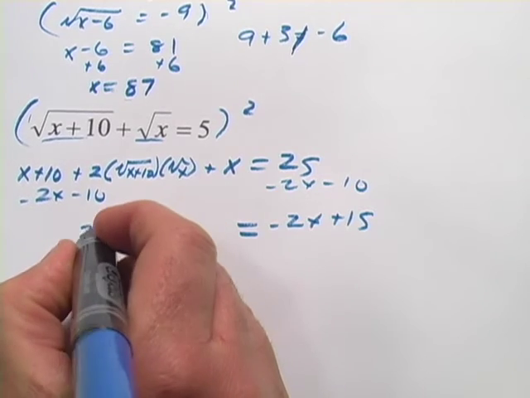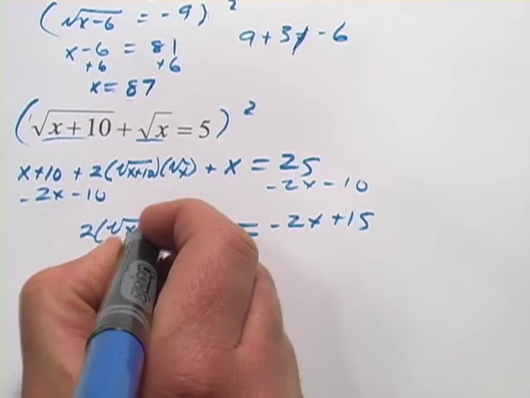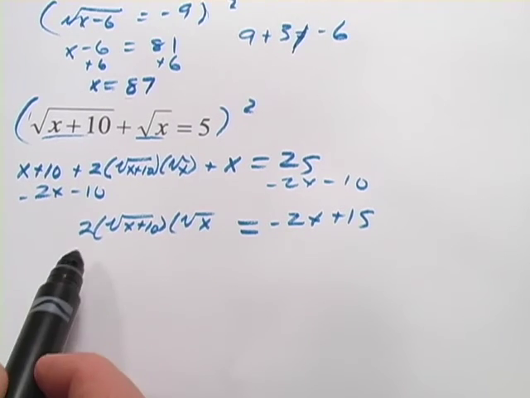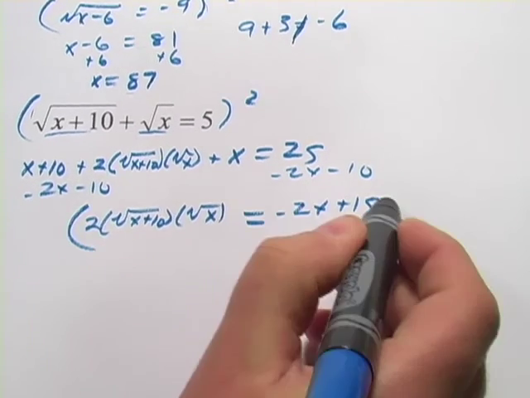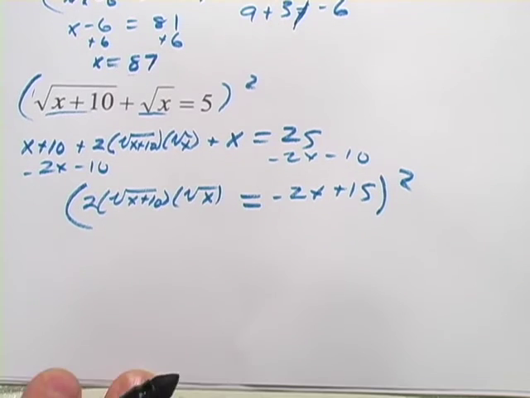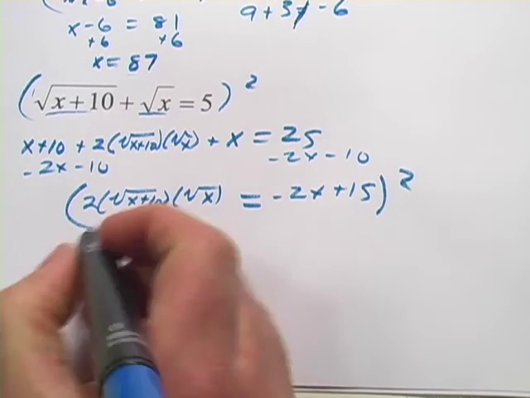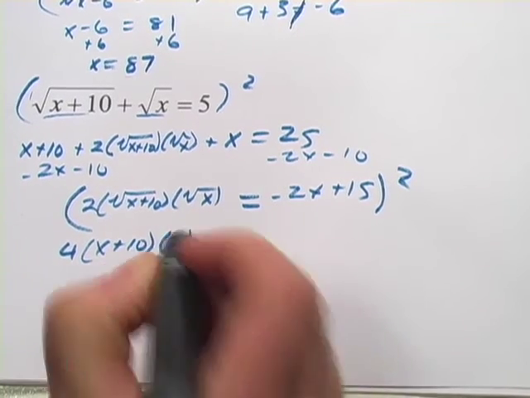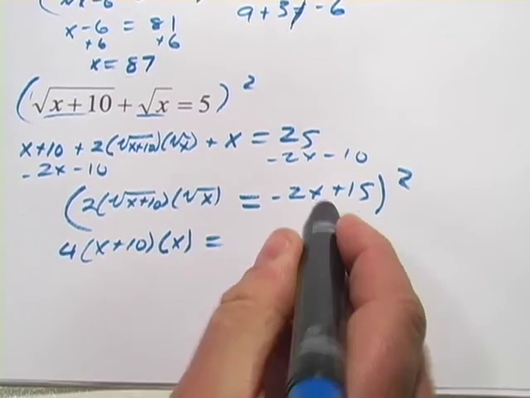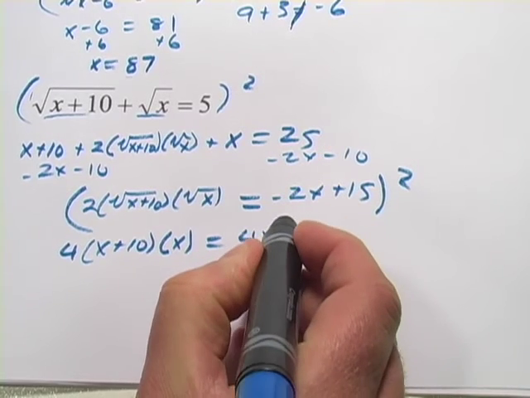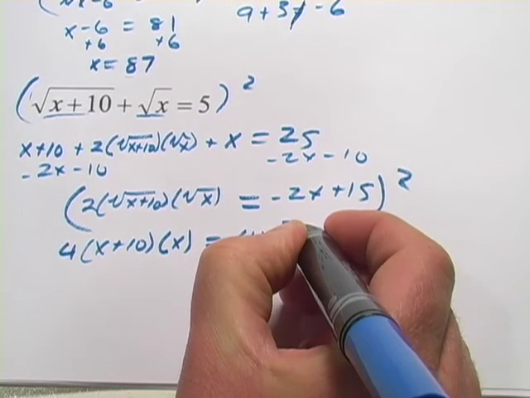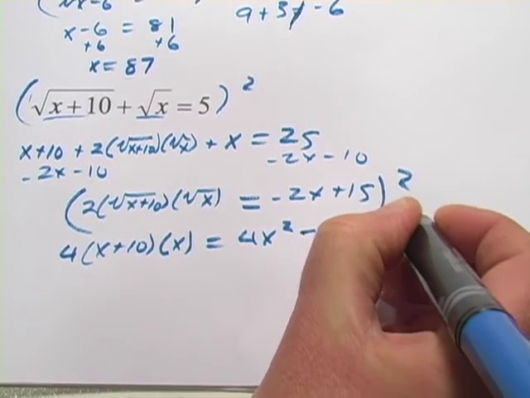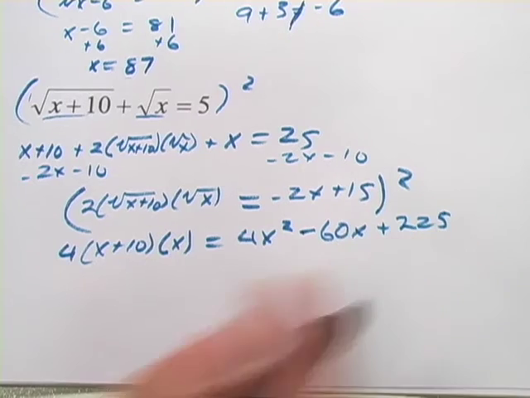And over here we've just got our 2 times the square root of x plus 10 times the square root of x. And now when we square this side, that's going to be a lot easier. So let's square the whole thing again. And this side would be 4 times x plus 10 times x. Much simpler. And this side, let's see, what do we get here? We get 4x squared minus 60x plus 225, I think.